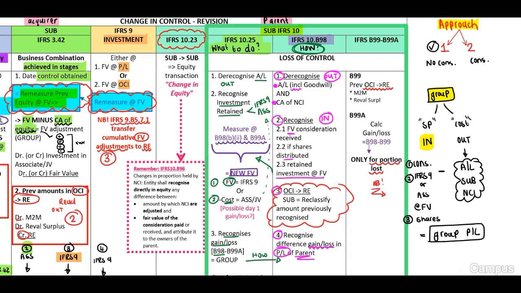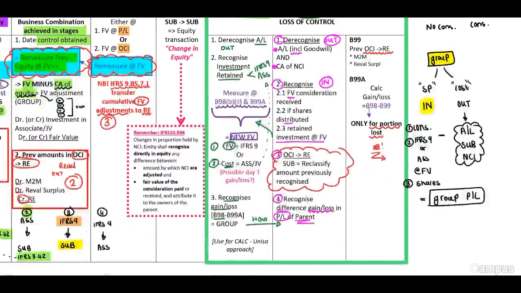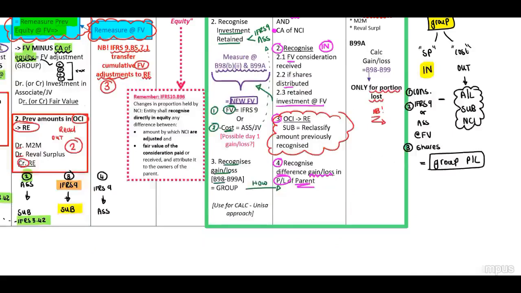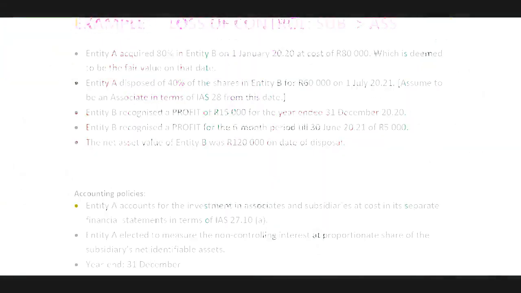Now, when we look at this, what are the types of changes that we can expect? Now, guys, remember, this can be a subsidiary that changes into an associate, or this can be a subsidiary that changes into a normal IFRS 9 investment. Therefore, we are now going to look at basic examples.